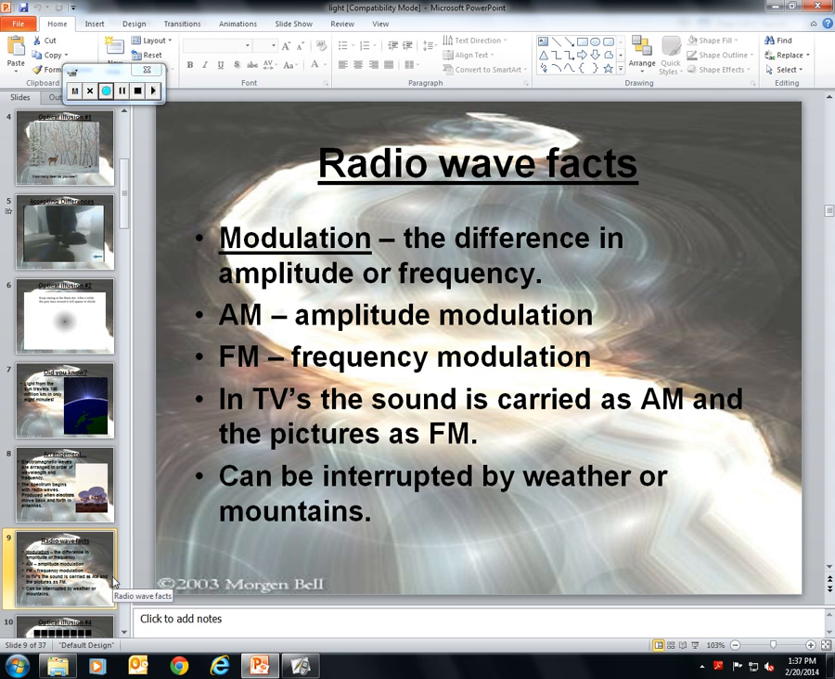And then it gives you an example that the sound in TV is carried as the AM while the picture is FM, which is why sometimes you can see the picture and the sound are not going together. They do not travel together. And it can be interrupted by weather or mountains.